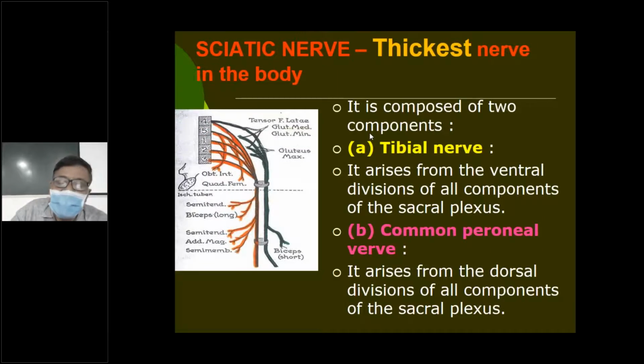Anyway, all are branches of the sacral plexus only, but the sciatic nerve has two main components called tibial and common peroneal. In this diagrammatic picture, this red color is the tibial component, and this is the common peroneal component. They're shown separately, but they're together actually. You can see the origin from the sacral plexus, with the roots given. The tibial nerve arises from the ventral divisions of all components of the sacral plexus, L4-5 and S1-2-3, whereas the common peroneal arises from the upper four only.